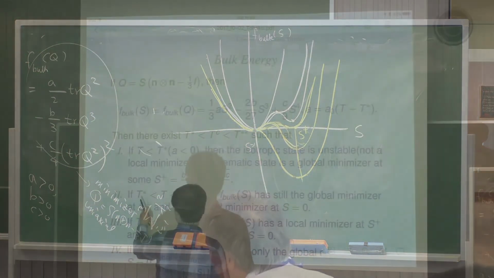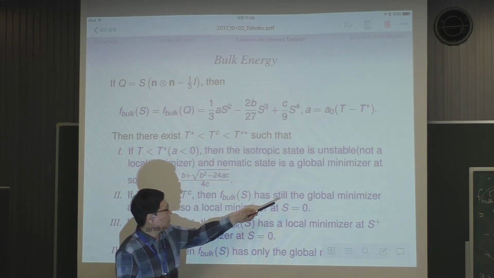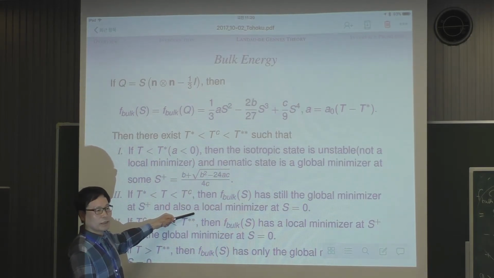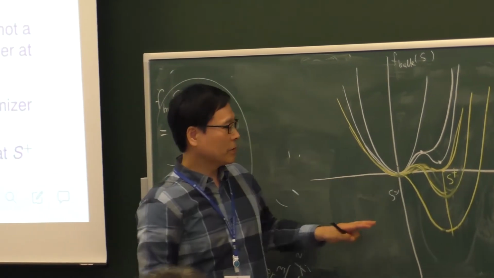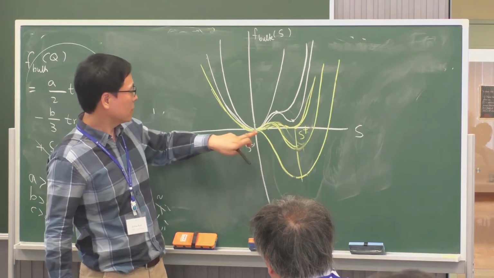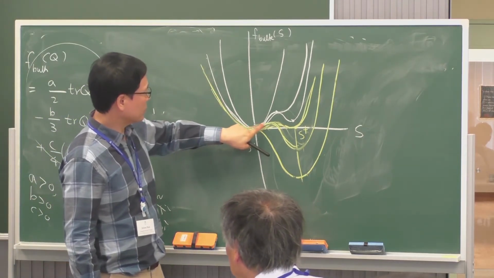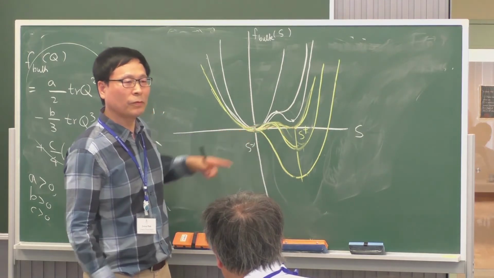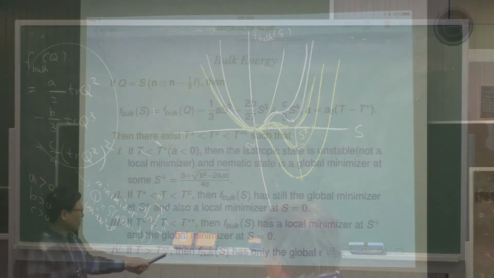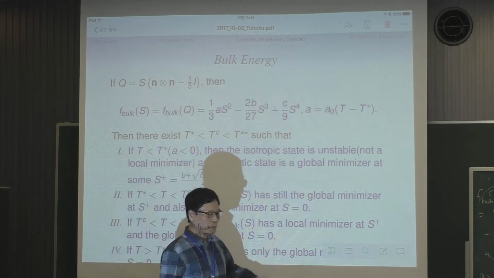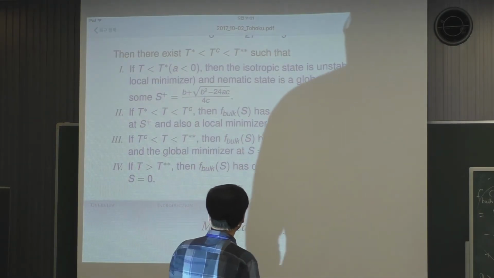And then when T is between T star and TC, F bulk still has a global minimizer at S plus, and a local minimizer at S equals 0, which means this case, when you have this graph. So at this point, the global minimizer has a local minimizer. And then you have a certain value, and this is for the global minimizer. And then when T is greater than T double star, S equals 0 is the only global minimizer.